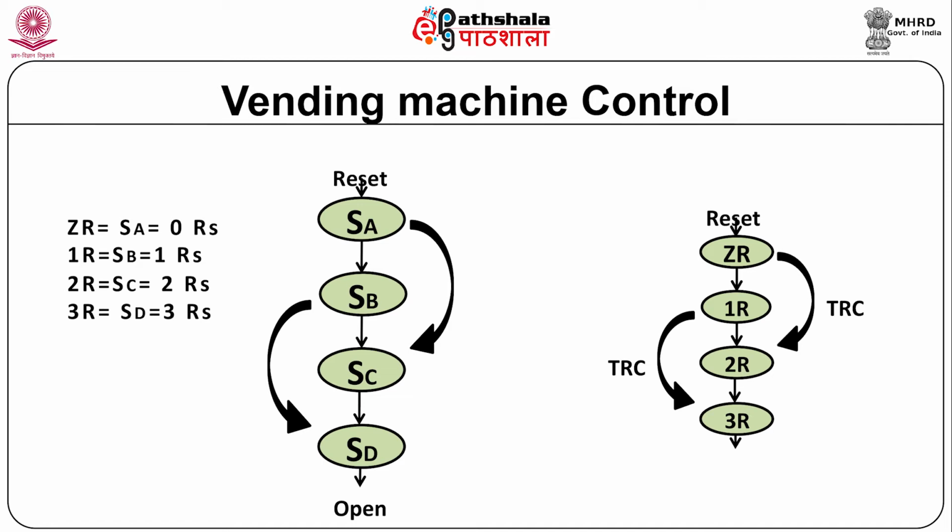For example, when the vending machine is in the initial start state SA, the total amount inserted is 0 rupees. When a 1 rupee coin is inserted, the vending machine must go to state B. Therefore, the start state SA leads to state B by the ORC path. By considering all the states and paths, it is possible to create a state diagram for the vending machine as shown here. With a state diagram, you can better understand how to create a state machine.